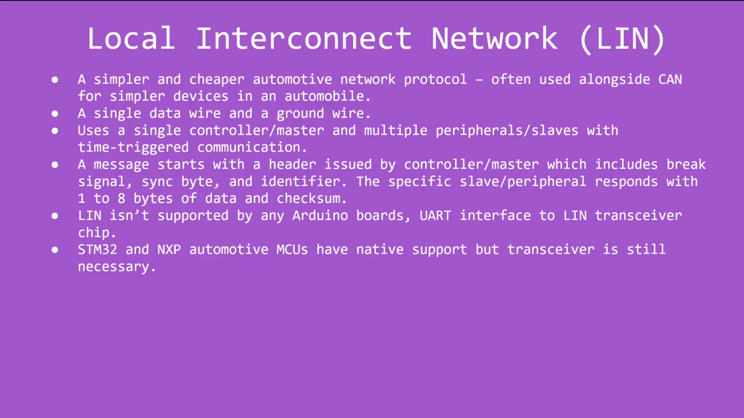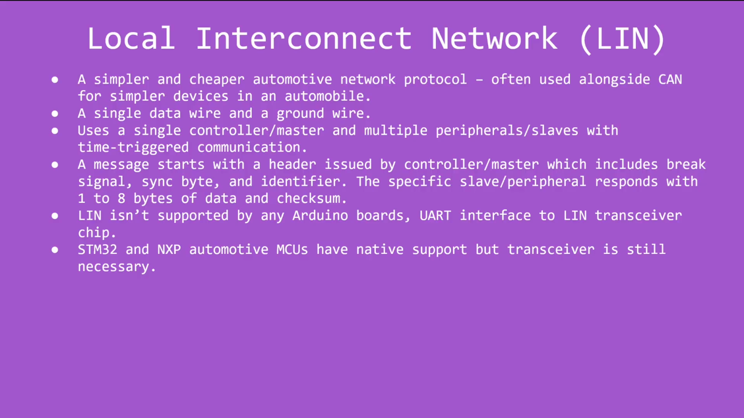And then we have LIN, or Local Interconnect Network. This is a little bit older than CAN, but it works in concert with it in a vehicle. It's a simpler and cheaper protocol, but it handles simpler things like, say, the motors on your AC vents, or maybe your wiper blades and how that works. Again, it's very simple for very small and simple things. It just uses a single data wire and a ground wire. It uses a single controller, or master, and then multiple peripherals, or slaves, with time triggered communication.